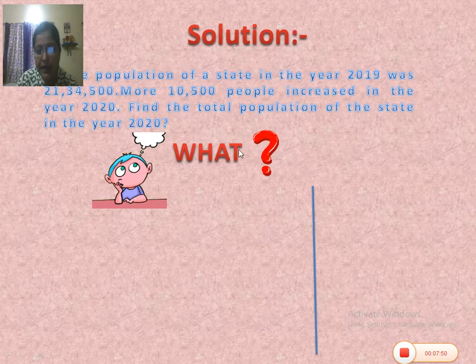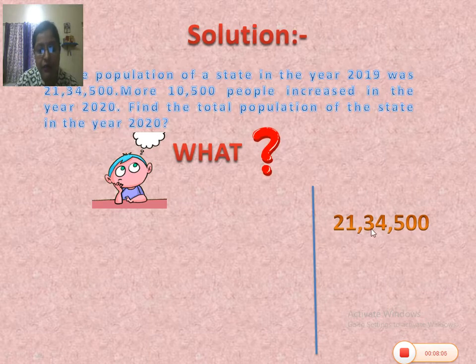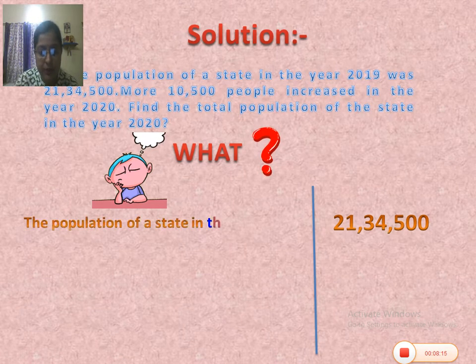Alright children, now you have to remember this question, what? You have to keep on asking yourself the question, what? Alright, to frame your statements in a better way. So let's write the greater number first. 21,34,500, and then ask yourself the question, what is this number showing us? The answer will be population of a state in the year 2019, and that becomes your first statement.